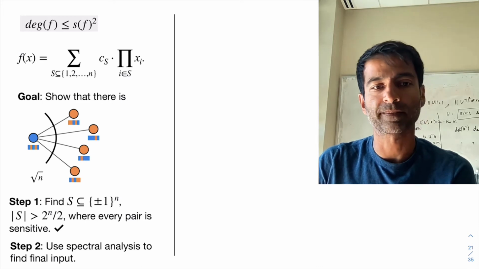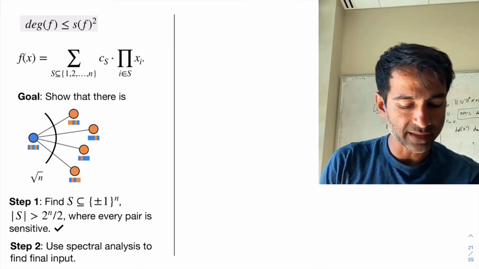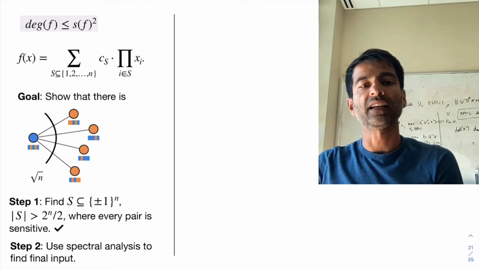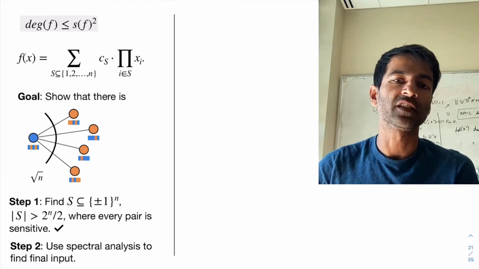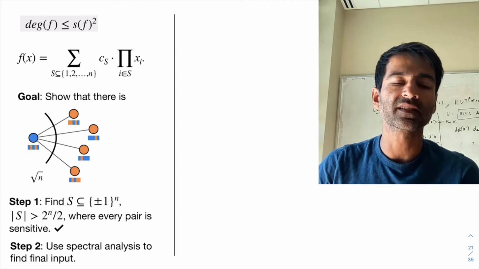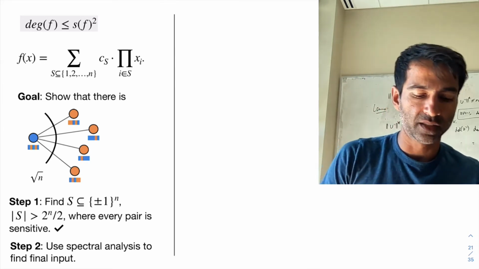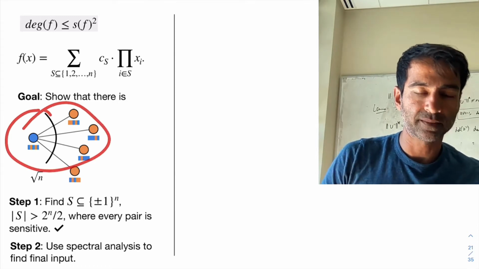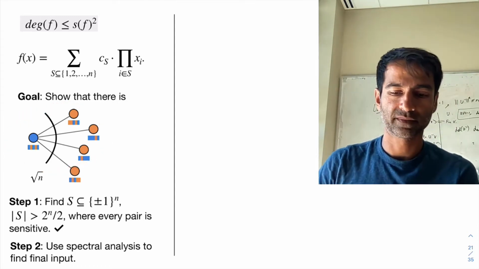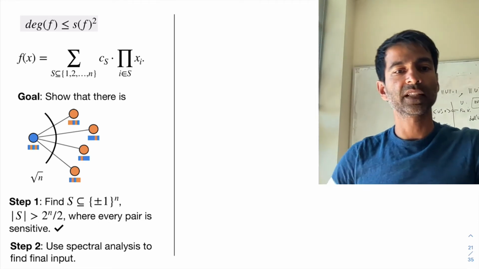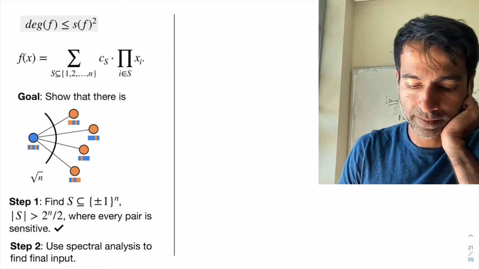That's the first step. And then in the second step, we'll use this set S and the spectral analysis of a particular matrix in order to find an input that looks like this. So let me start by doing step 1.